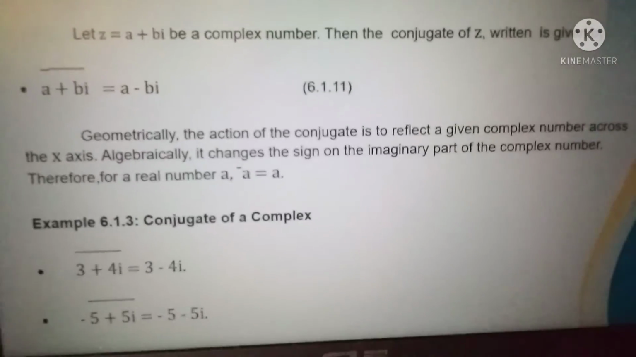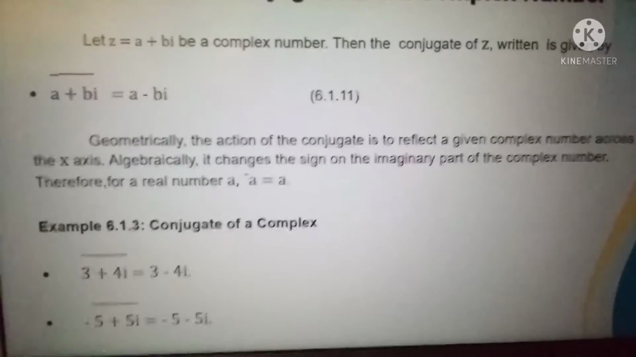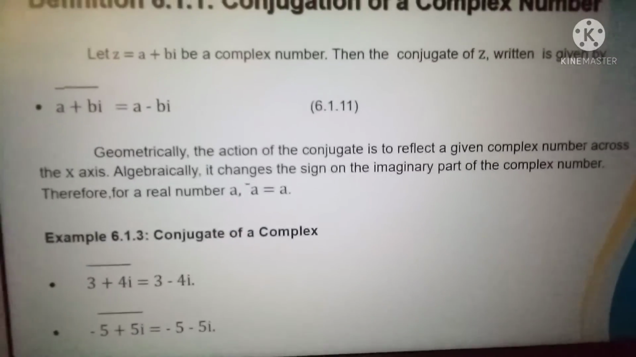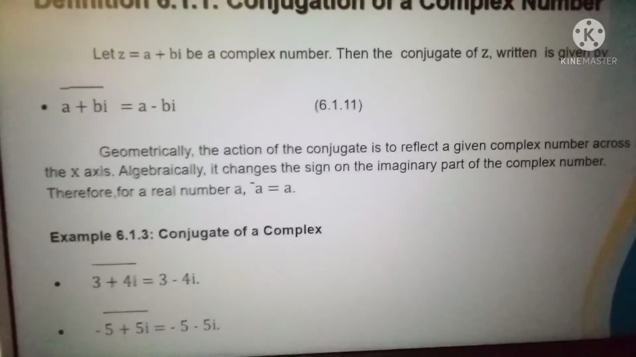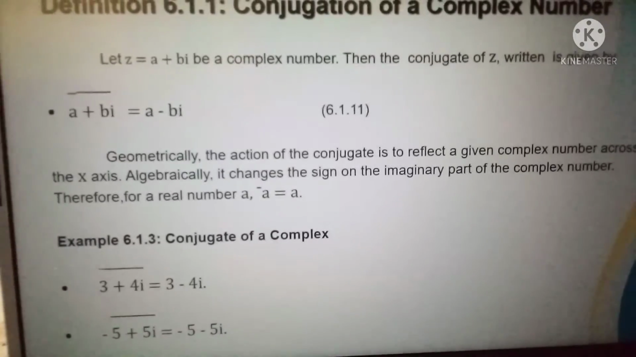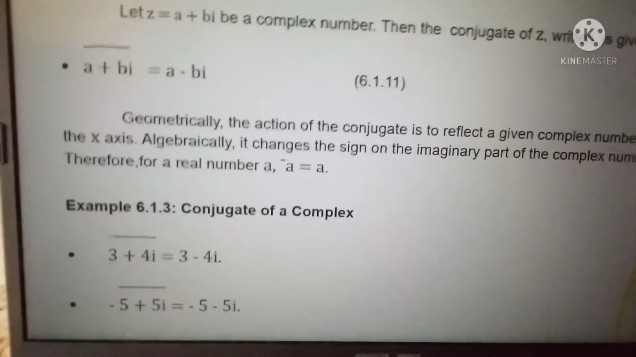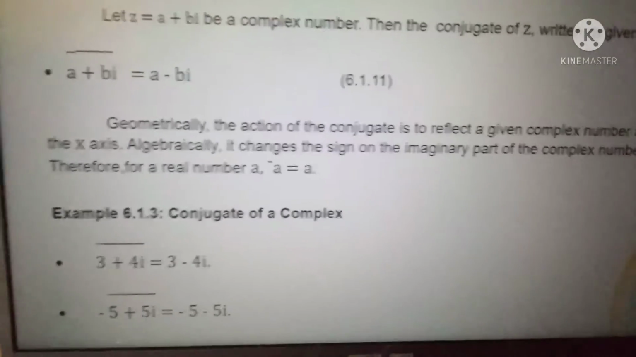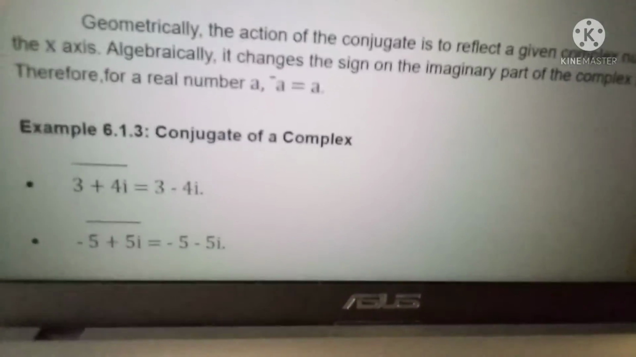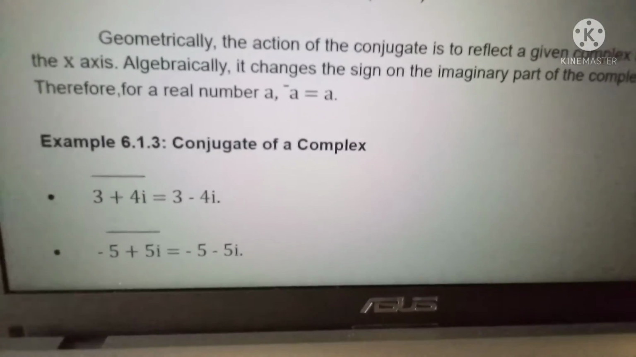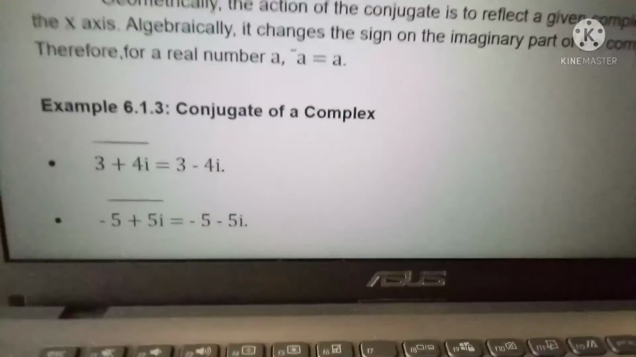So, geometrically, the action of the conjugate is to reflect a given complex number across the x-axis. Algebraically, it changes the sign on the imaginary part of the complex number, katulad nga po ng sinasabi ko kanina. Therefore, for a real number a, the conjugate of a is equal to a. Example: the conjugate of 3 plus 4i is equal to 3 minus 4i.